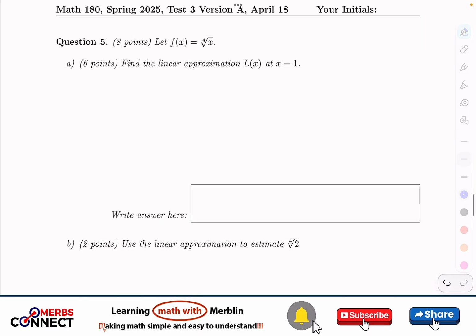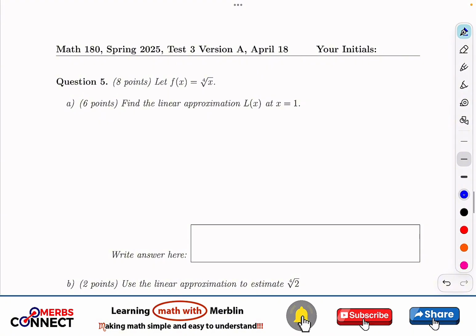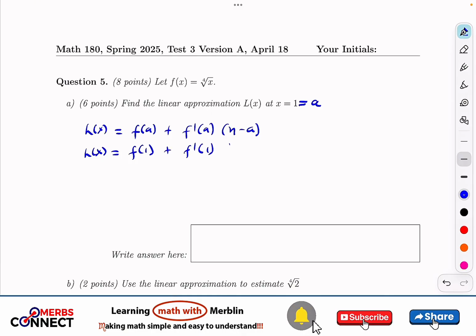Now let's look at question 5, which talks about linear approximation. For linear approximation, we need L of x to be f of a plus f prime of a, x minus a. And I said our x is always a, so this is indeed a. So our L of x is equal to f of 1 plus f prime of 1, x minus 1. This one is unfortunate, we don't have everything, so we just need to go and look for f of 1.